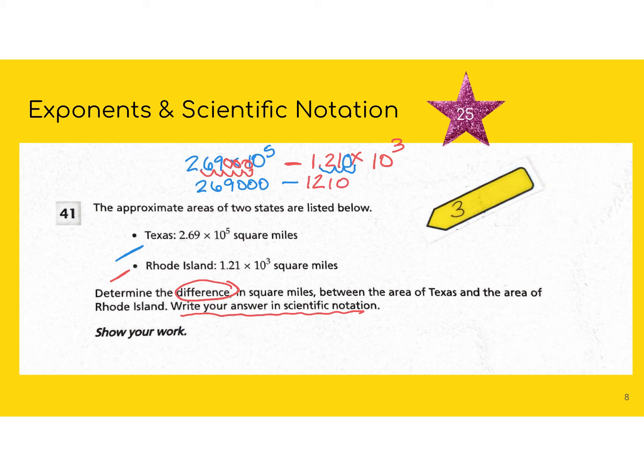So really what you're doing is you're doing 269,000 minus 1,210. And you can do your subtraction. You can either do your subtraction with borrowing or you could reach for a calculator. It's okay, either way you choose to do it. And I come up with 267,790. So I'll put that in black.